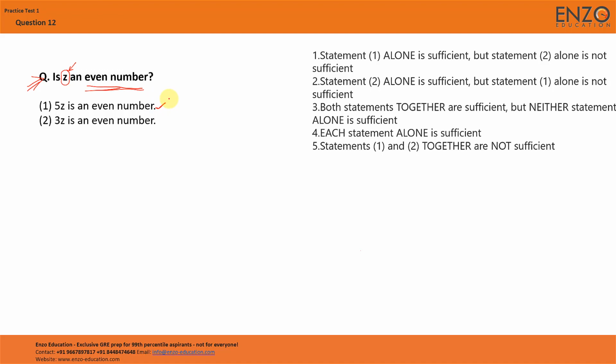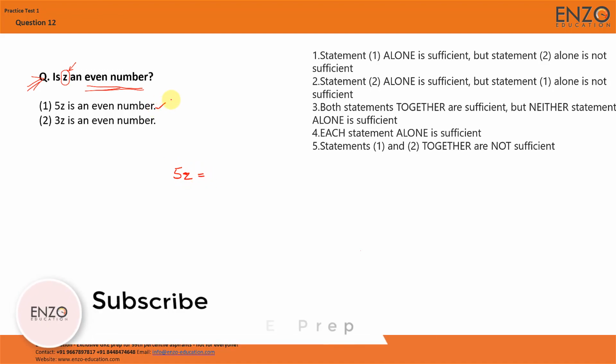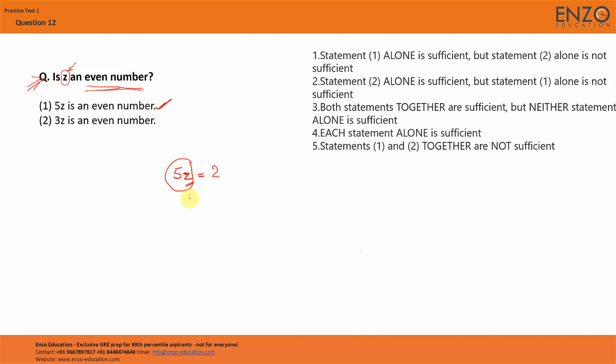The first statement says 5z is an even number. So are we sure about the value of z, or what would be the nature of z? Will z be an even number or not? Let's suppose 5z is an even number. It can be 2. In this case, z would be equal to 2 by 5. Now as 5z is an even number, 5z can also be equal to 10. In this case, z equals 2.